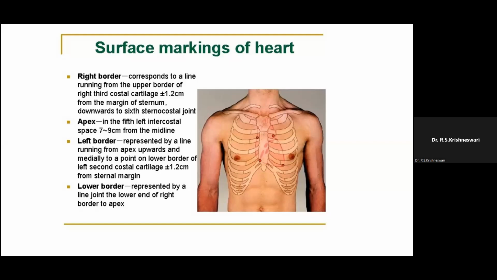One is on the right side, in the upper border of the third costal cartilage. Second on the left side, in the lower border of the second costal cartilage. Third is the apex, and fourth is the point nearer to the tricuspid valve. So these 4 points are the surface anatomy of the heart. So I think this is very clear.